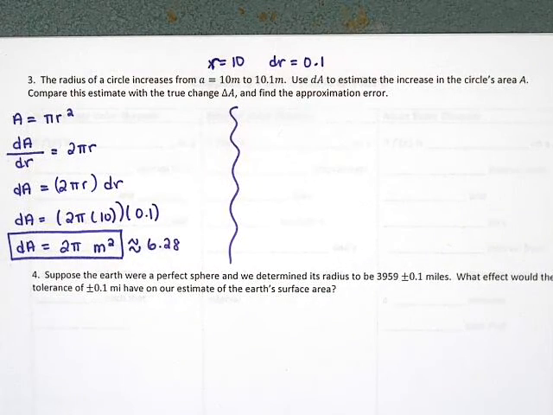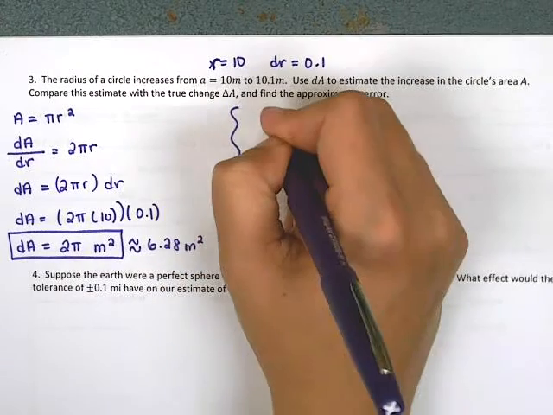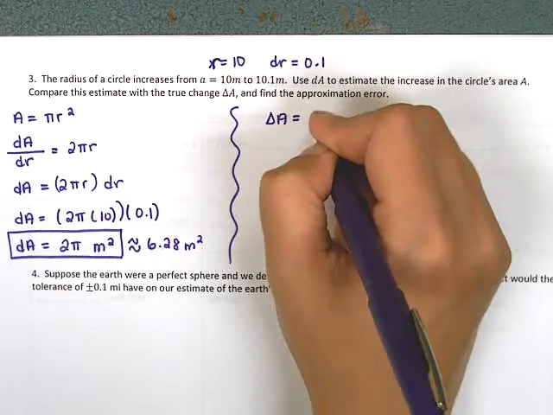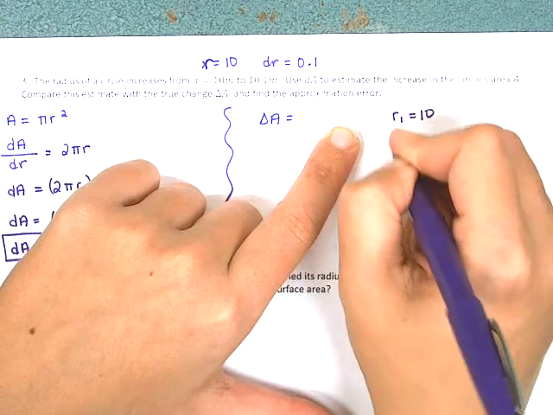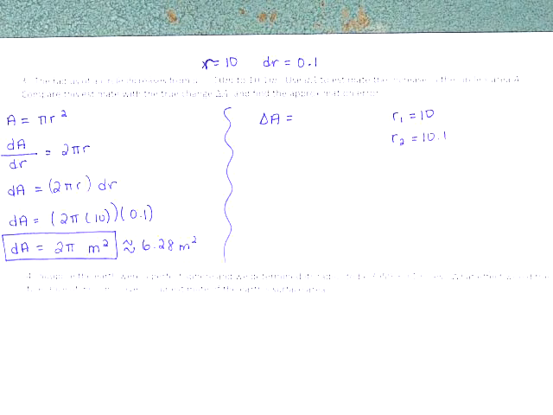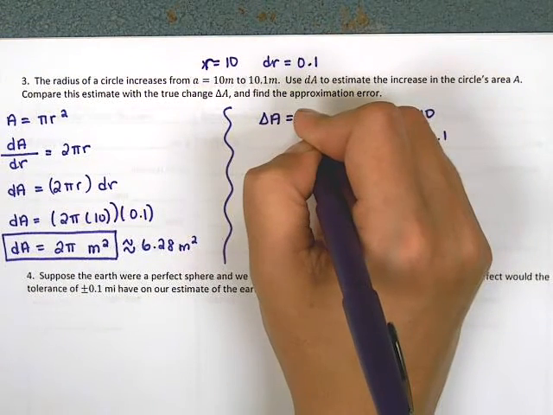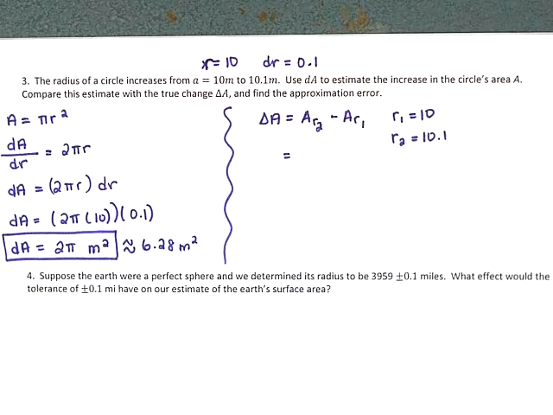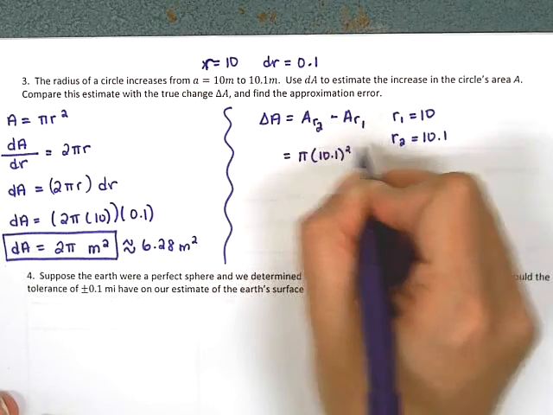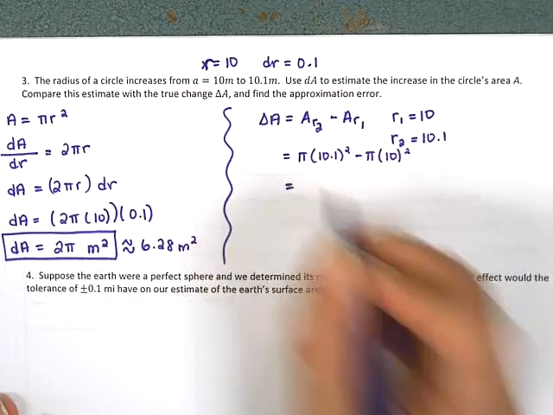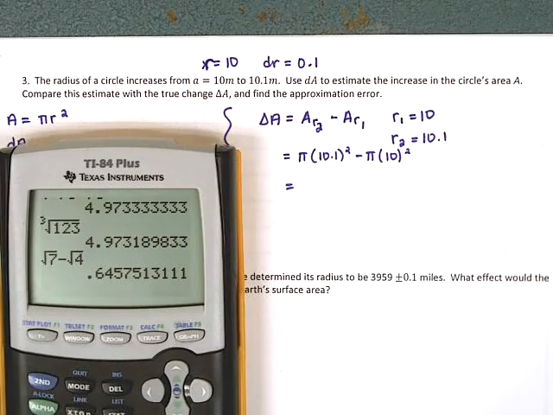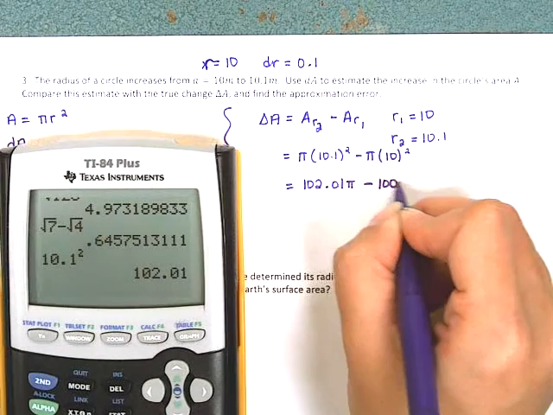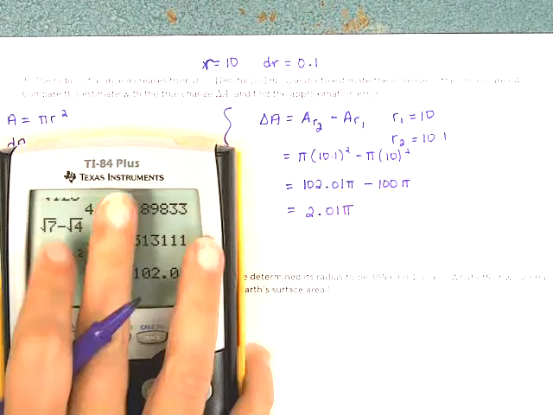Now, if my estimate is that I'm going to get about 6.28 meters squared larger, let's calculate how much larger I actually get and see what happens. So delta A would be my original R1 would be 10, R2 would be 10.1. That's what they told us in the directions, that my first radius was 10, my second radius was 10.1. So to calculate my change in my area, I would just do my area at radius 2, minus my area at radius 1. So I would get pi times 10.1 squared minus pi times 10 squared, which, if I use my calculator, I get 10.1 squared is 102.01 pi minus 10 squared is 100 pi, so I get 2.01 pi, which is pretty close to 2 pi.